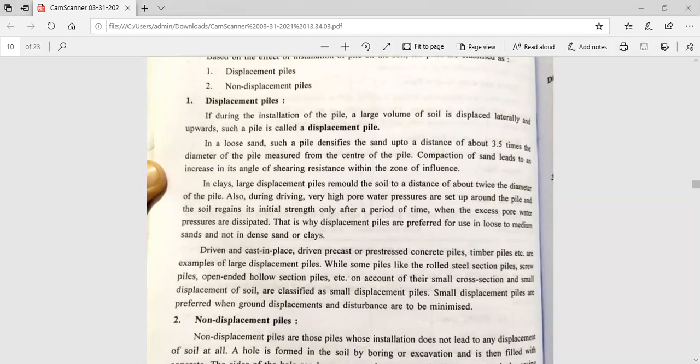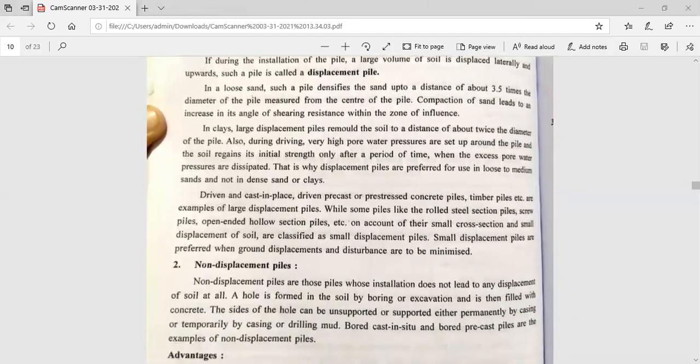These are all examples of large displacement piles. Some piles like rolled steel section piles, screw piles, and open-ended hollow section piles, on account of their small cross section and small displacement of soil, are classified as small displacement piles. These types of small displacement piles are preferred when the ground displacement and the disturbance are to be minimized.